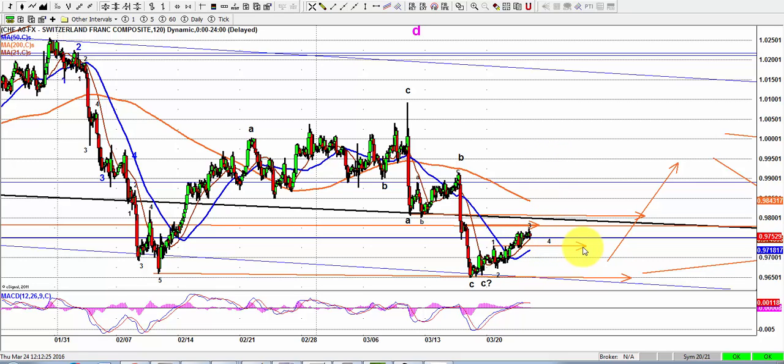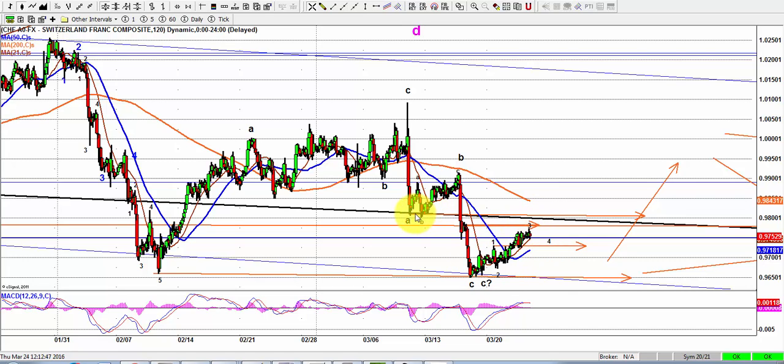It should not break under this orange line, otherwise it's going to kill the idea that this is a 1, 2, 3, 4. And again, we are facing some dilemma like we had in the case of the euro US dollar. Do we have here a C ending here or here? Not very clear, but I'm pretty convinced this will become clear as we get more price data.